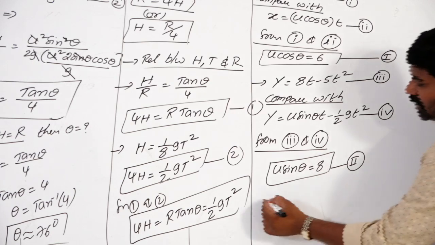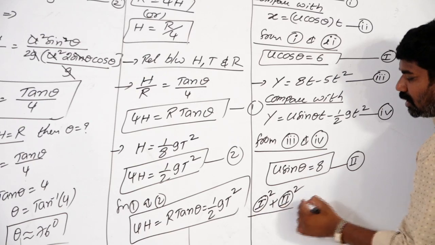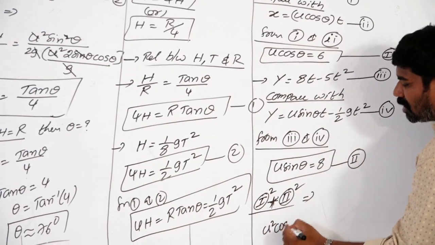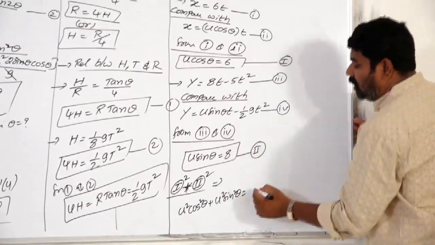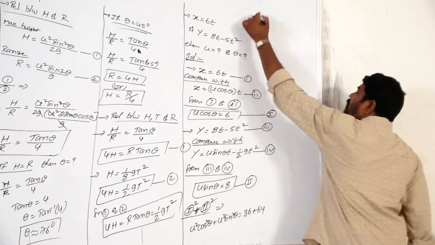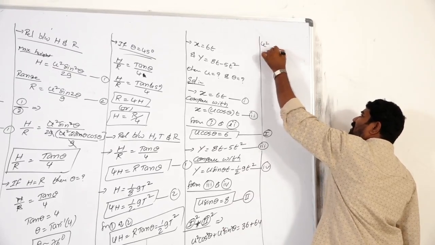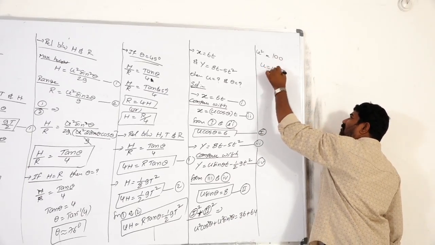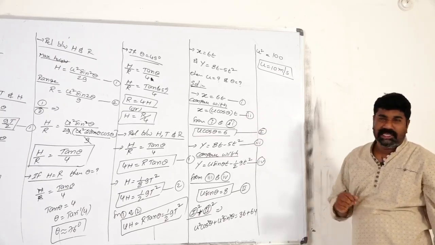Here equation number 1 whole square plus equation number 2 whole square implies u square cos square theta plus u square sin square theta is equal to 36 plus 64. u square is common, and sin square theta plus cos square theta is equal to 1. That is nothing but 100. So the velocity of projection is nothing but 10 meter per second.